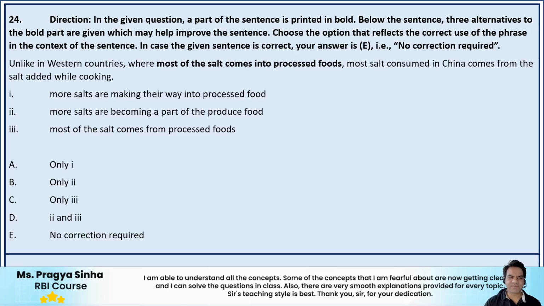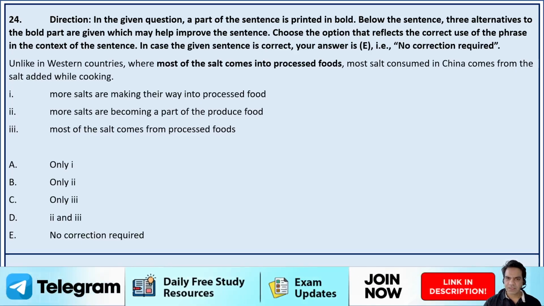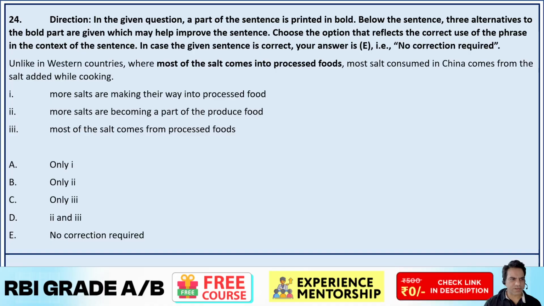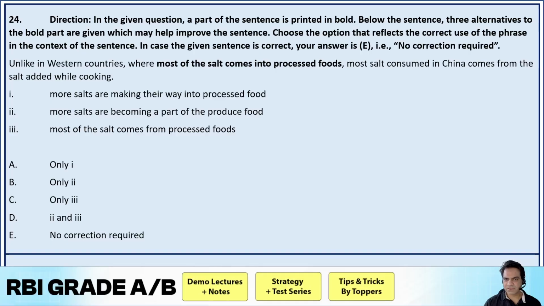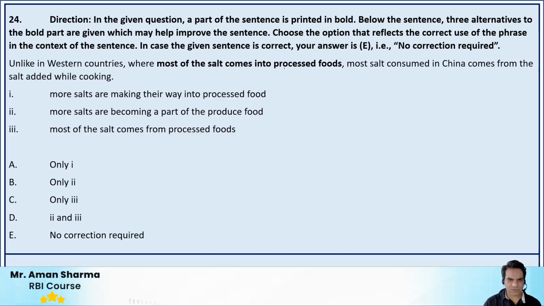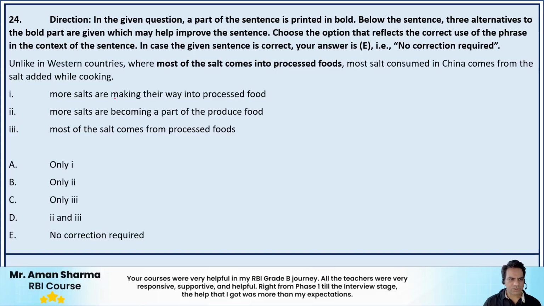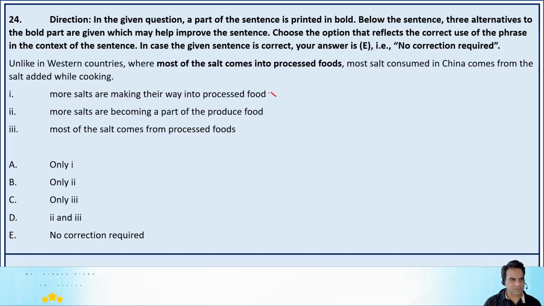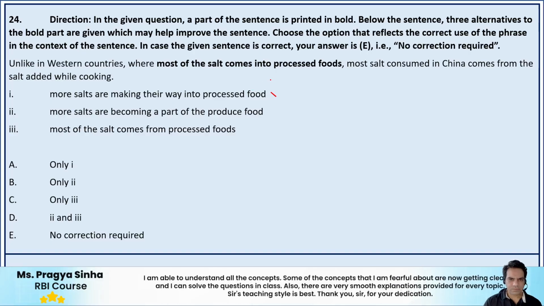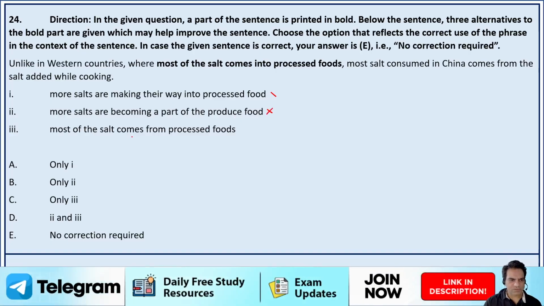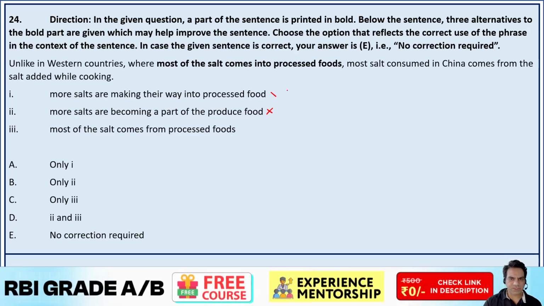Next, unlike in Western countries where most of the salt comes into processed foods, most salt consumed in China comes from the salt added while cooking. Where most of the salt comes into processed foods, more salts are making their way into processed foods. More salts are becoming part of the processed food. No, most of the salt comes from the processed foods. Most of the salt comes into, not comes into, comes from.